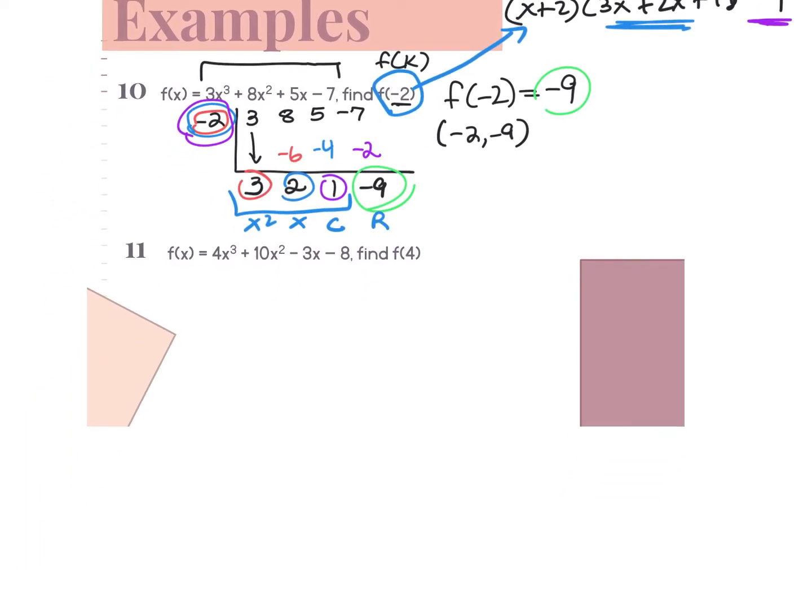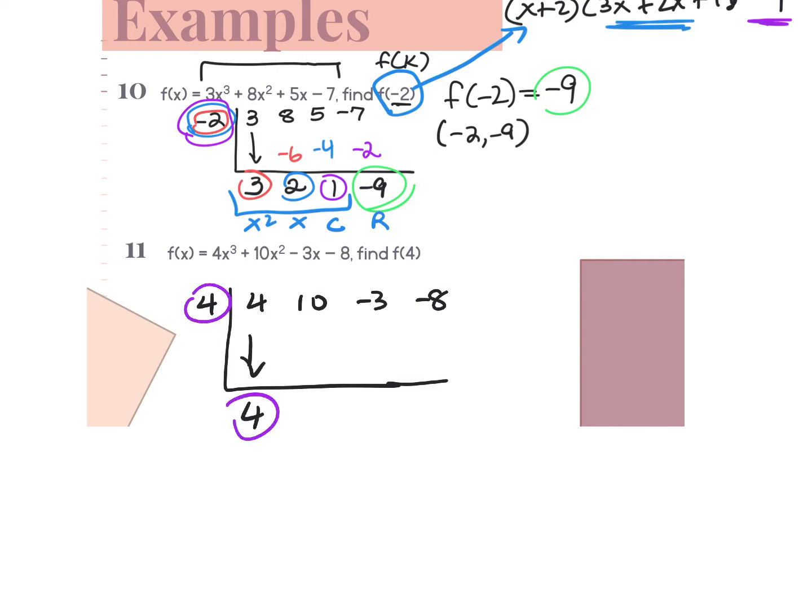So for the next one, we're doing the same thing. We're going to do a synthetic division problem. Take all the coefficients: 4, 10, -3, -8. Bring down, multiply. I get 16. Add the column. I get 26. Multiply. I get 104. Add the column.